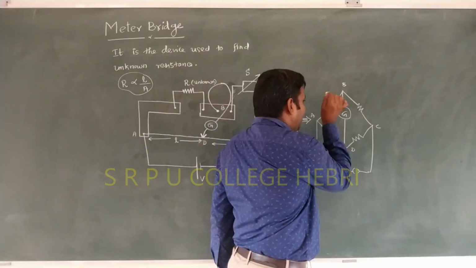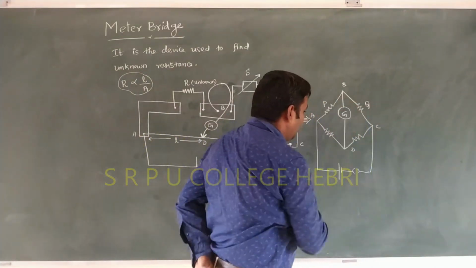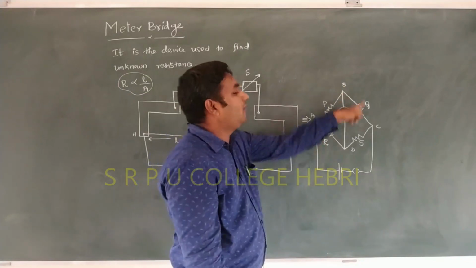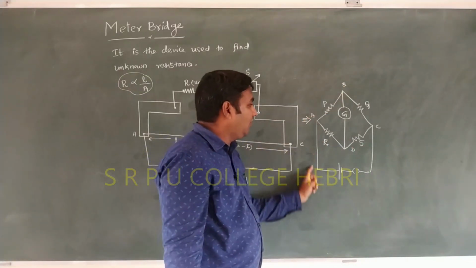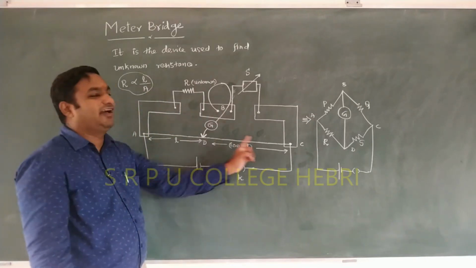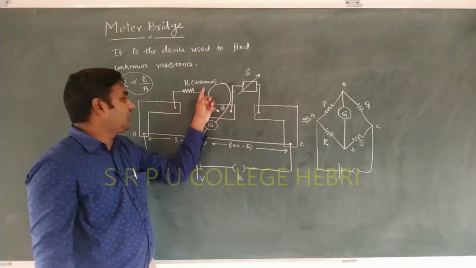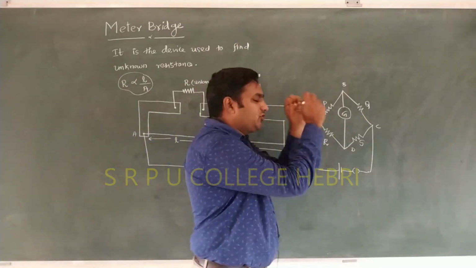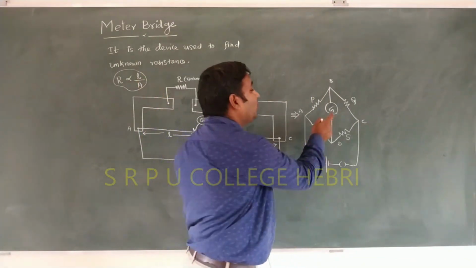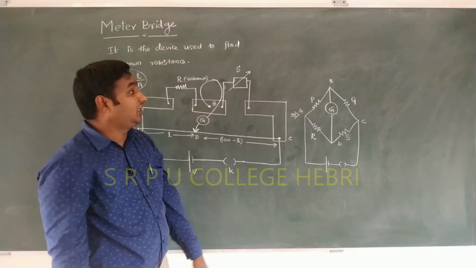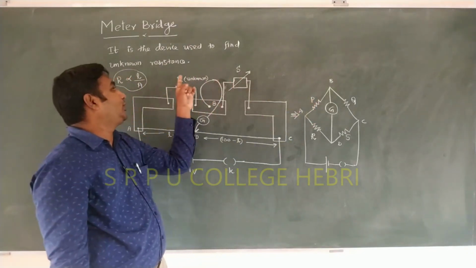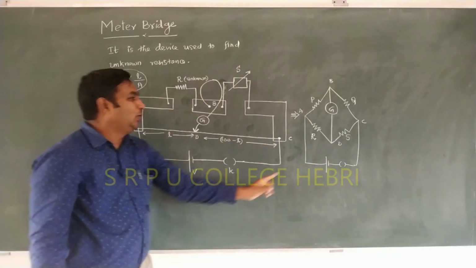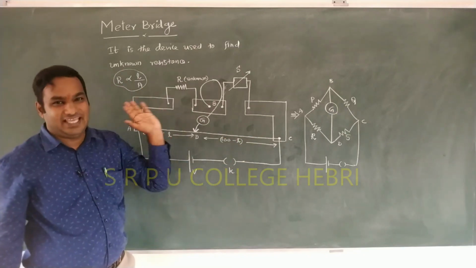This particular resistor I denote as P, this resistance is Q, this is R, and this one is S, connected in cyclic order in the form of a quadrilateral. In between corners A and C we connected a battery, same diagram here. In between B and D we connected a galvanometer with the help of a slider to get the balancing length. If the galvanometer reads 0, no deflection, automatically P is replaced by R, Q by S, R by L, S by 100 minus L.